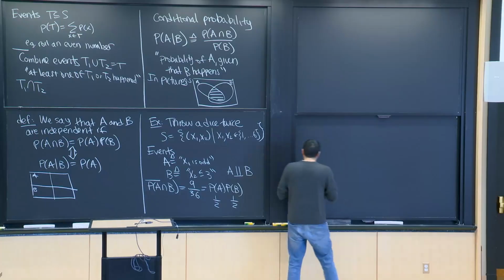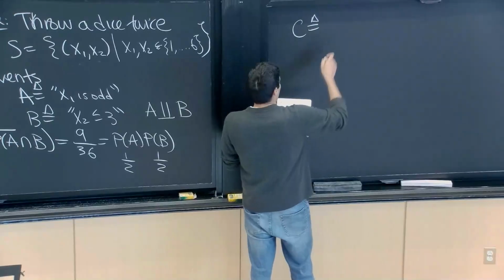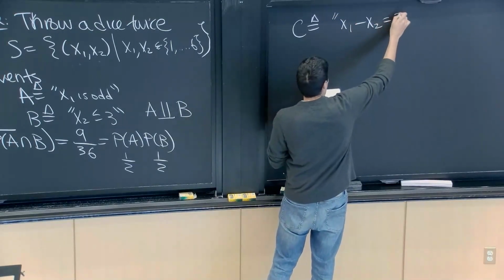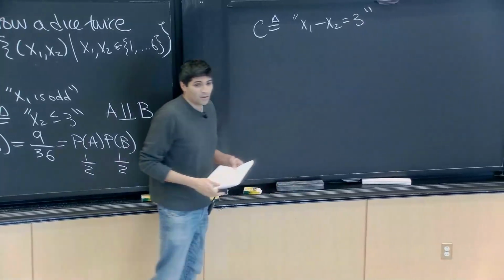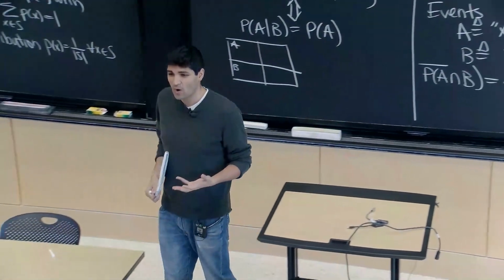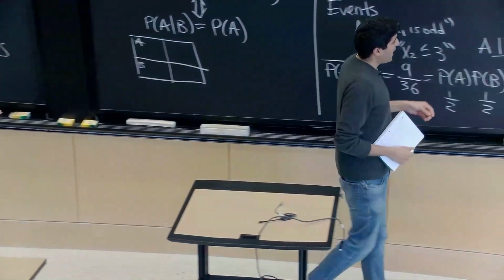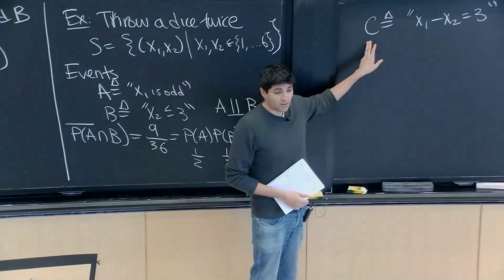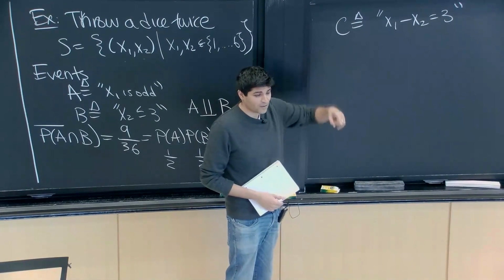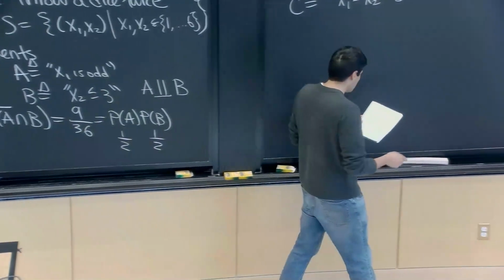All right, so let's go a little further with this example so that I can convince you that independence is subtle. So let's define a new event, C, which is going to be the event x1 minus x2 is equal to 3. Now this is a bit stranger of an event because it involves both x1 and x2, right? Now what are the possible outcomes in the sample space where event C happens? Can anyone list them for me? Yeah? 3, 4, 1. 4, 1. Perfect. And those are the only possibilities.